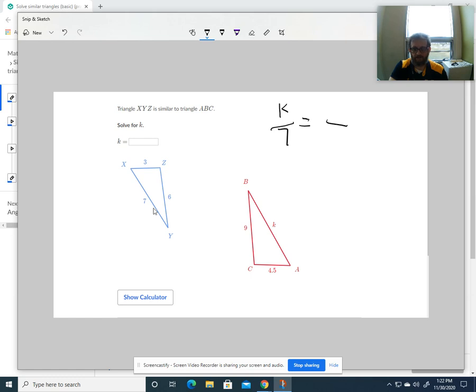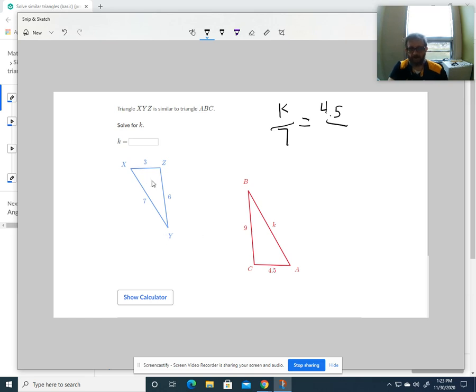Now, we've got all the other sides, so we can do this however we like. Let's pick Y. Okay, B and Y are in the same spots. So B is across from 4.5. So over here on top, I'm going to put 4.5.